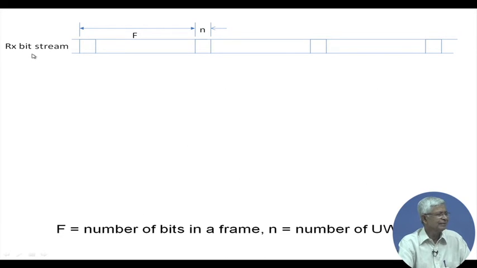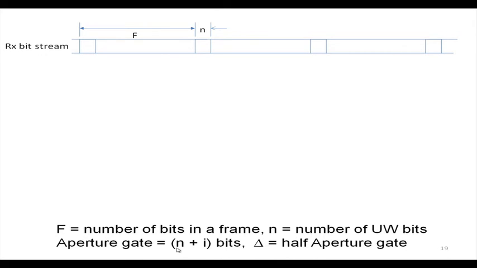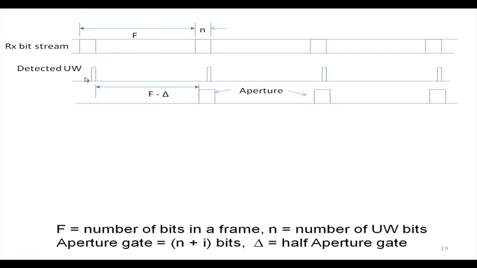Pictorially it can be shown like this. You see the frame is f, and the small n is the Unicode pattern, and then the aperture gate is n plus minus I bits, and delta is the half aperture gate. That means this is the Unicode. The aperture will be opened a little bigger than that. This is the Unicode detected pulse. At the end of the Unicode you get this pulse. So, whatever the Unicode, you open the aperture slightly bigger than that, where delta is half of the aperture gate.